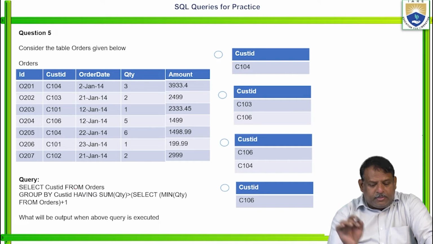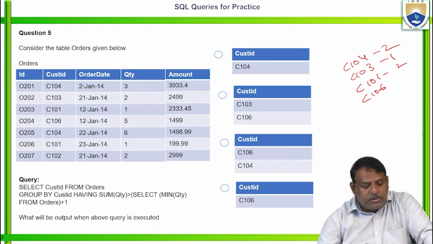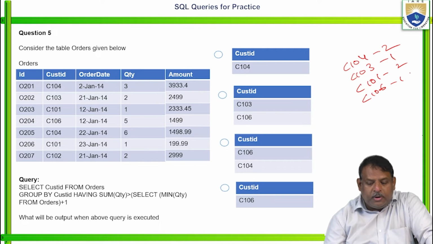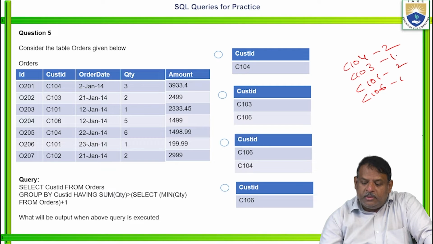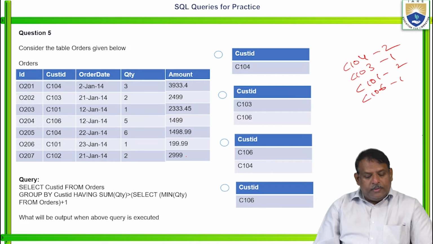First you have to group by customer ID. Now we'll try to group by customer ID. C101, C104, how many records are there? 2 records are there. C103, only 1 record. C101, how many records? 2 records. Yes, C106, 1 record. Total how many records? 2 plus 1, 3, 5, 6. 1, 2, 3, 4, 5, 6, 7. We got 7 records.